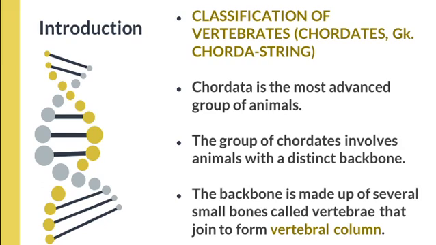How is the backbone made? The backbone is made up of several small bones called vertebrae. It looks like a long chain, and the small bones are joined to one another. The small bones called vertebrae join to form the vertebral column.